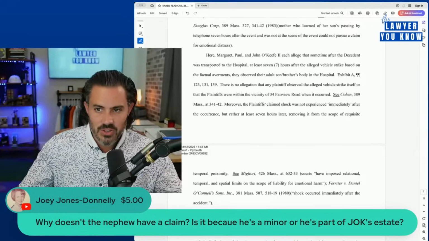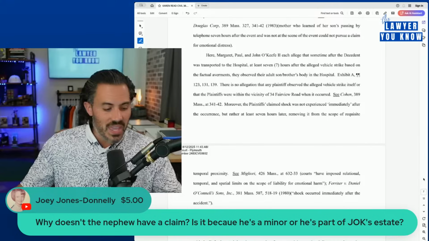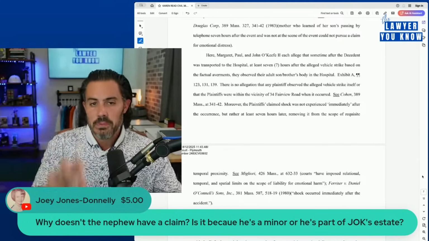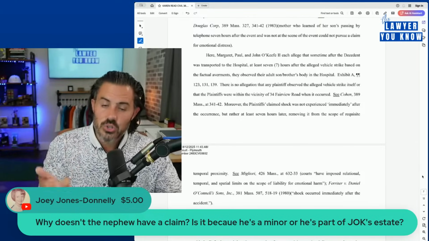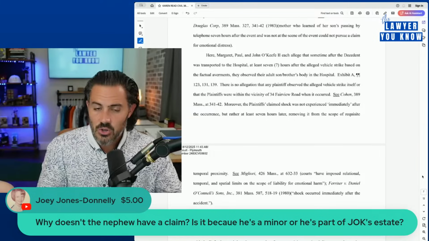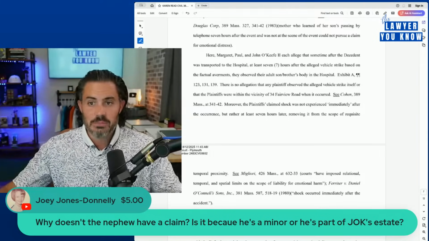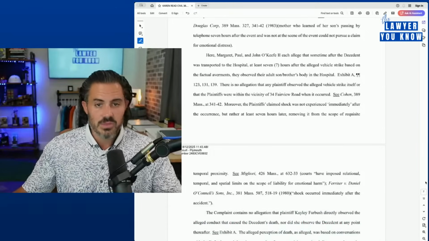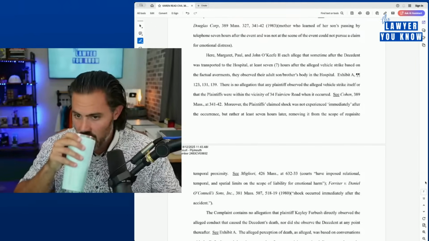Why doesn't the nephew have a claim? Is it because he's a minor or he's part of JOK's estate? So to me, where they're talking here is they're trying to connect the people that Karen Reed spoke to right after, that's Kaylee, told this story to, or that went to the hospital and saw John O'Keefe's body. That's why I think the nephew is not included in these claims. But also, I can say sometimes people don't want to be in claims, or people think it's best to not involve them for one way or another, and that's their prerogative.